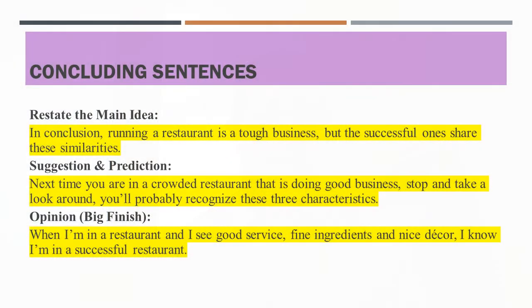Okay? You'll see below, suggestion and prediction are put together. I just did a hybrid here. So let me tell you what this one is. Next time you are in a crowded restaurant that's doing good business, stop and take a look around. You'll probably recognize these 3 characteristics. So I put together both the suggestion and the prediction in 1 sentence.